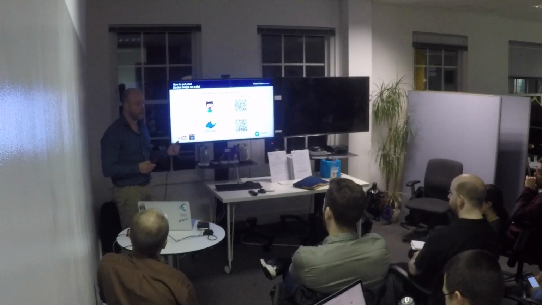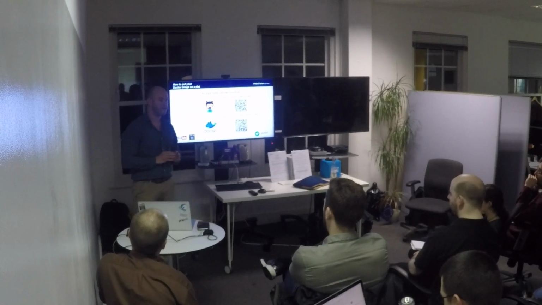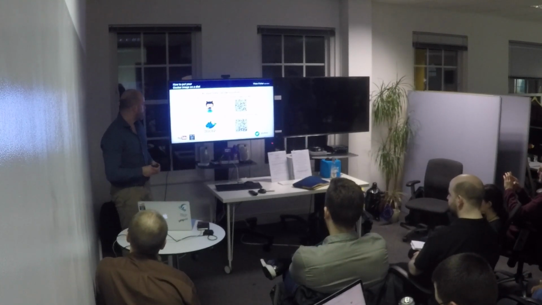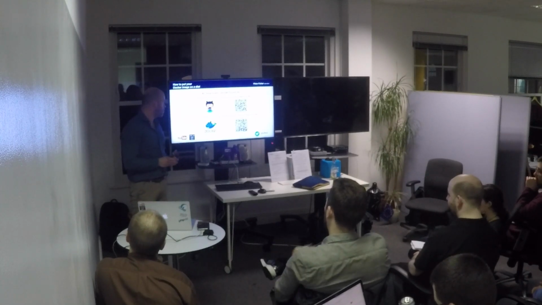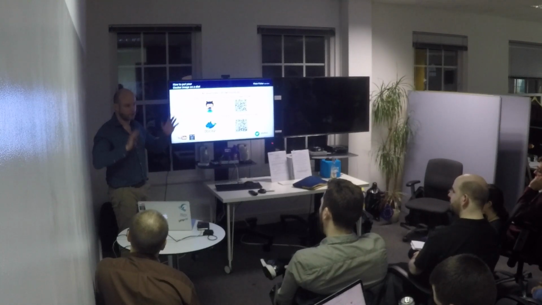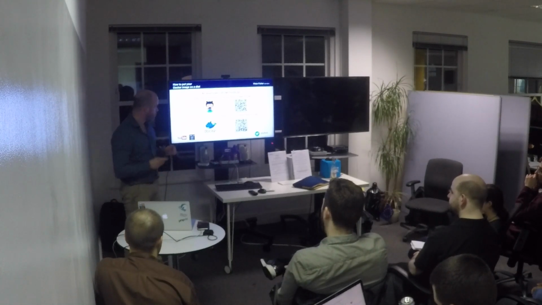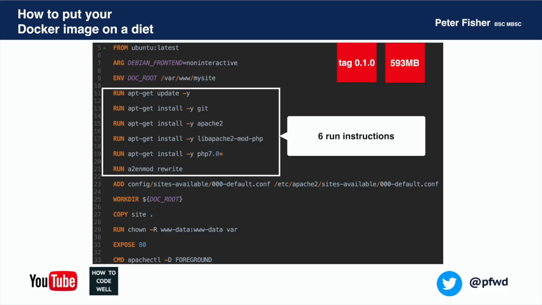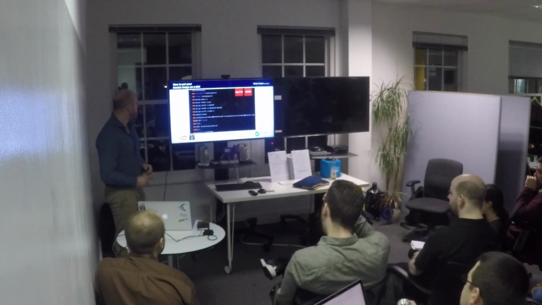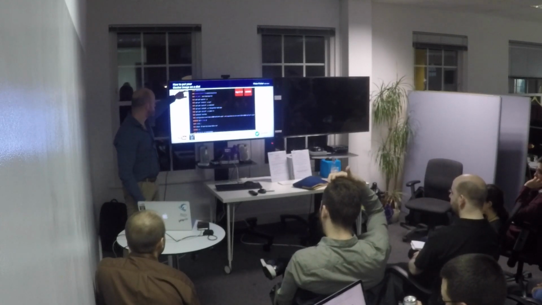Each example is on GitHub and on the Docker Hub. What we're doing is creating a very, very simple web server with Apache 2, and that is just going to have a very basic Symfony installation. So one of those welcome to Symfony pages. The first example is 593 megabytes, tag 0.1.0. As we can see here, we have all of these instructions.